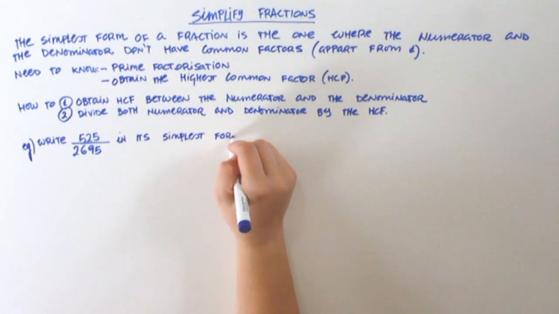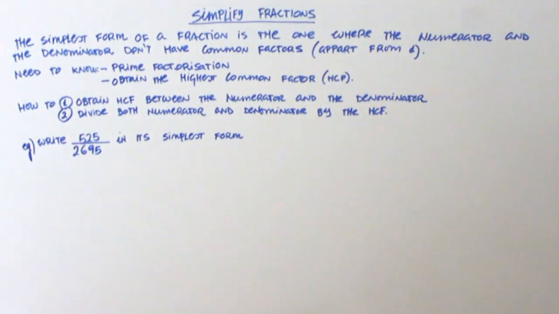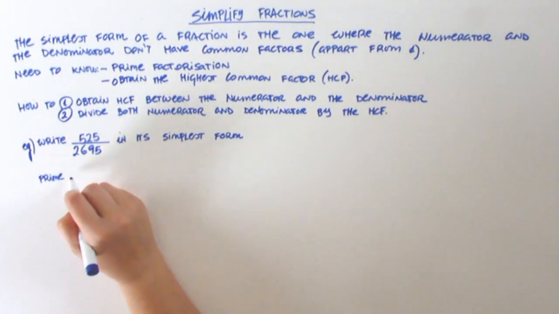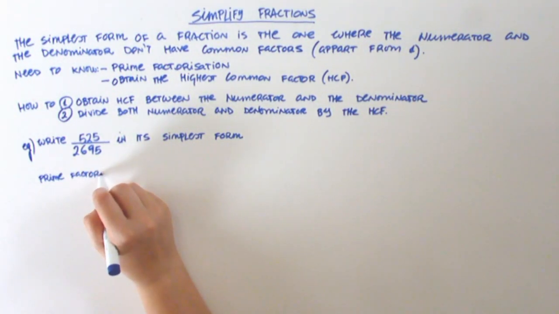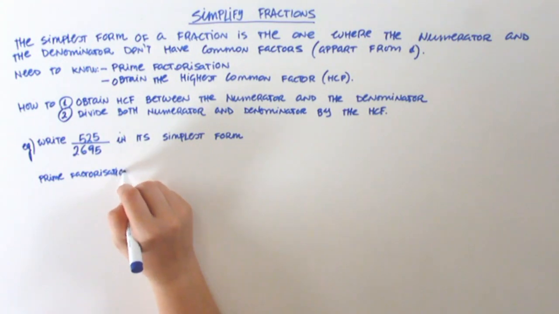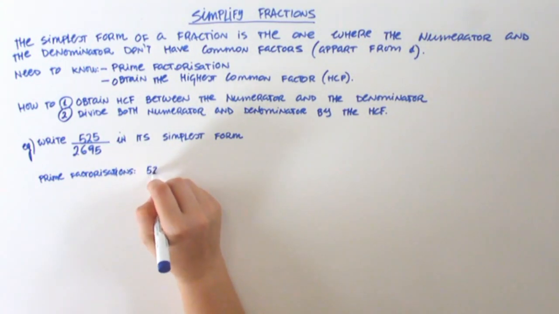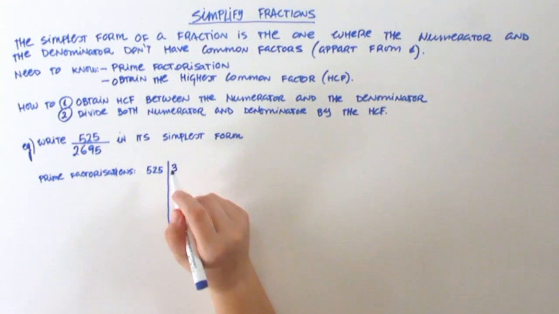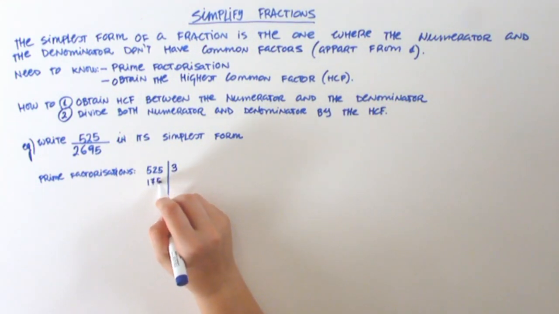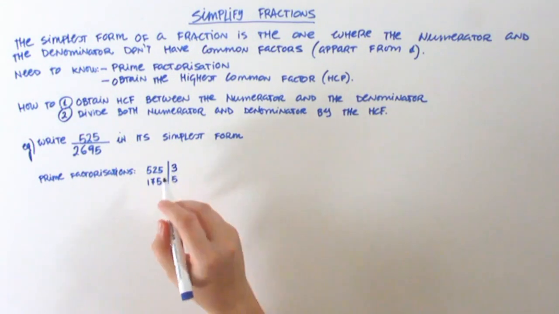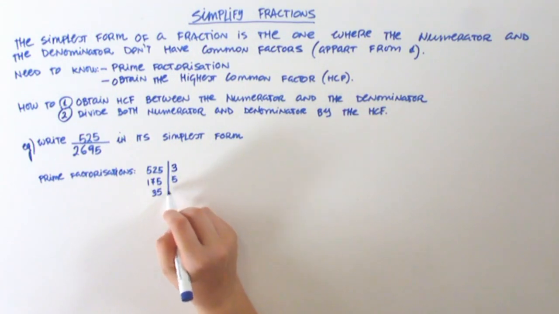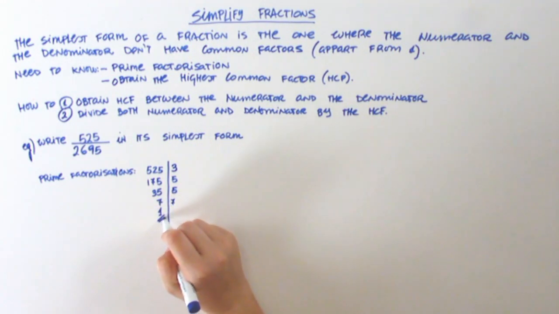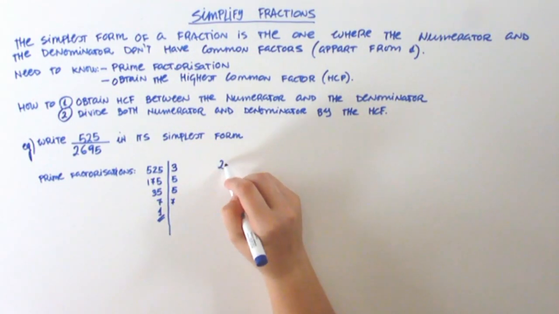So the first step is to do the prime factorizations. I do the numerator first. And there is a video somewhere on how to actually do the prime factorizations, so you can follow along. 525 is divisible by 3, that gives me 175, which is divisible by 5, that gives me 35, which is divisible by 5 again, that gives me 7, divisible by 7, and once I get to 1, I'm finished.